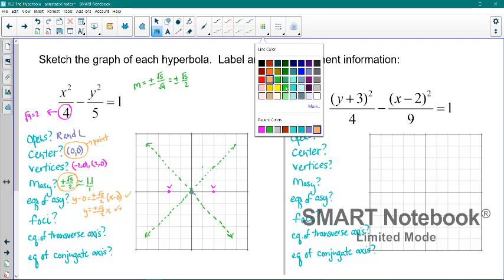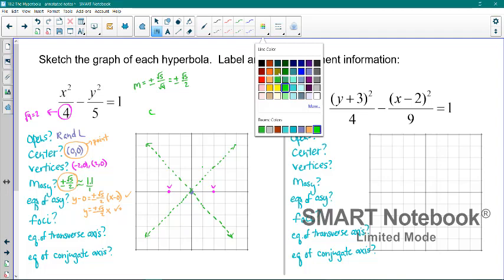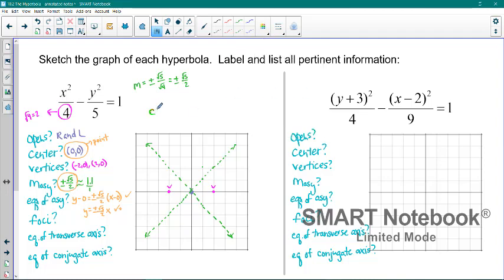let's use spring green. So foci are C away. So I'm going to come up here. Ooh, that's hard to see. Let's use ugly green. C squared is equal to A squared plus B squared. Well, c squared would then be equal to 4 plus 5. C squared is 9, which means C is 3. My foci are 3 away from the center.